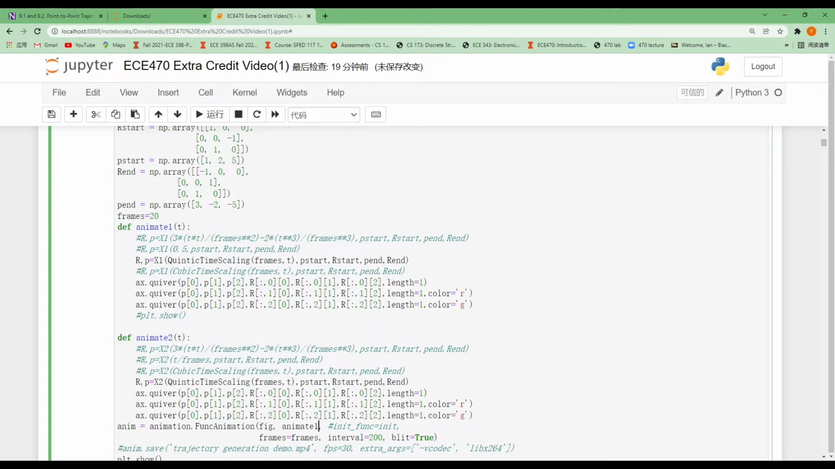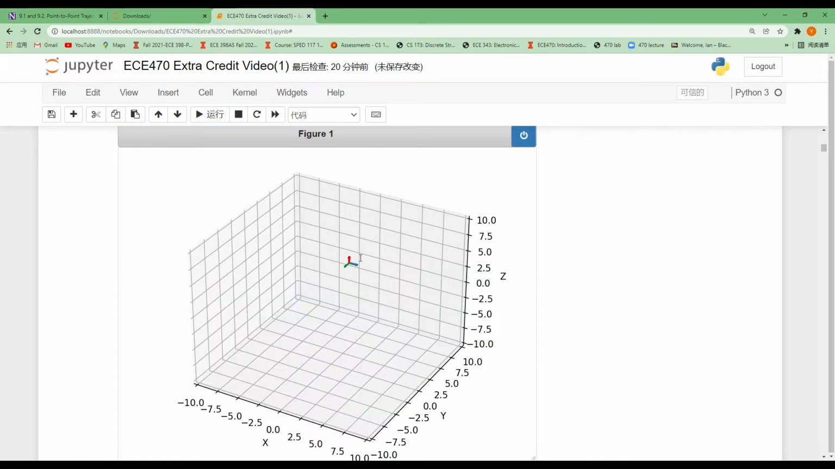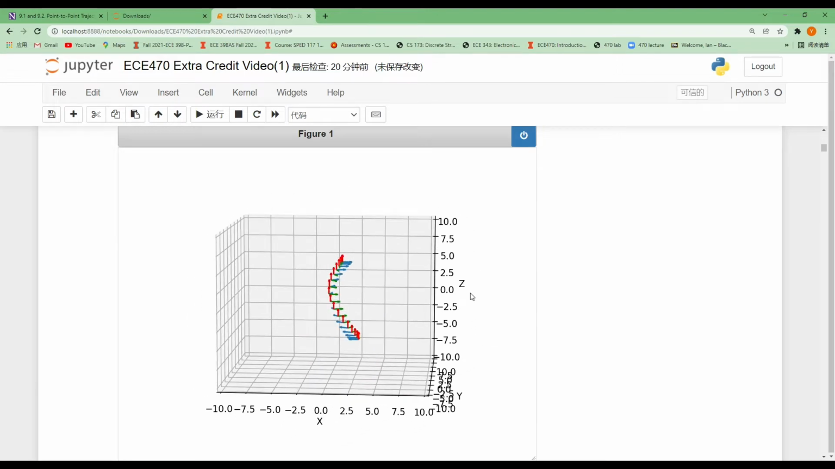Here we have two animations representing two different types of path. The first one represents the screw path, and the second one represents the decoupled path. Now we can run the simulation for animation one. And here you can see the twist is constant throughout the motion.